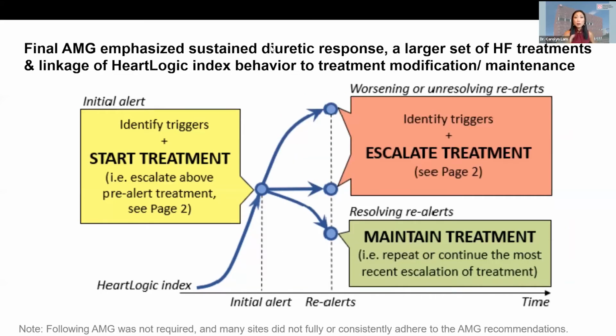So we simplified it to say you've got three options when you hear an alert. You start, you escalate, or you maintain. Now remember that re-alerts could happen a week later. So with the response, we suggested if it goes up, please escalate the treatment. If it is stable but still alerting and not decreasing compared to the previous, you at least maintain, right?